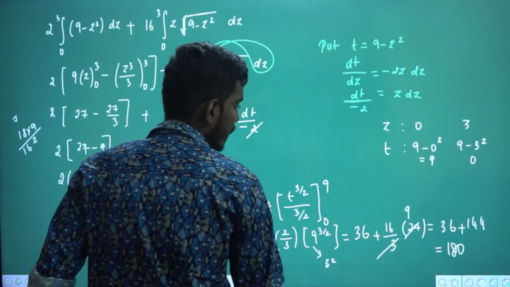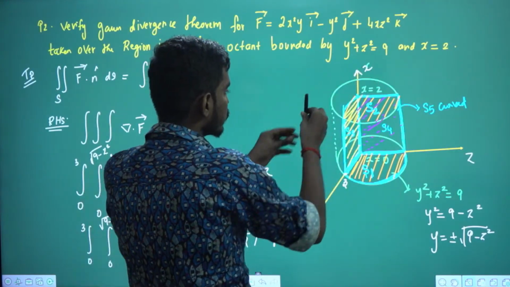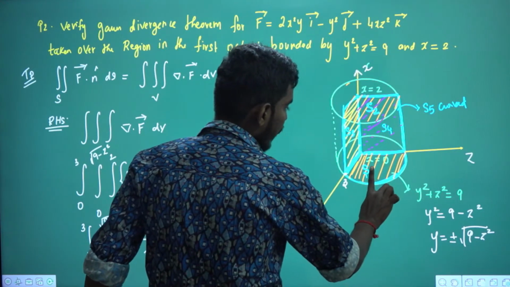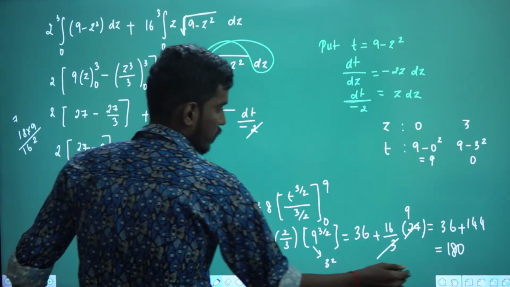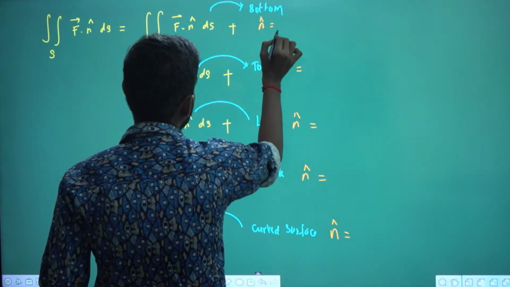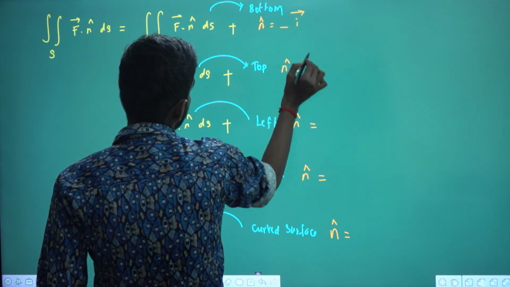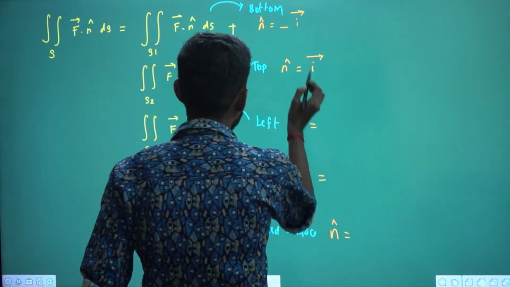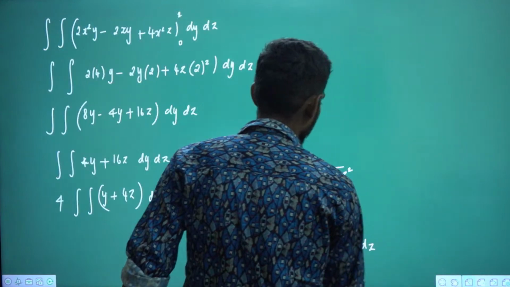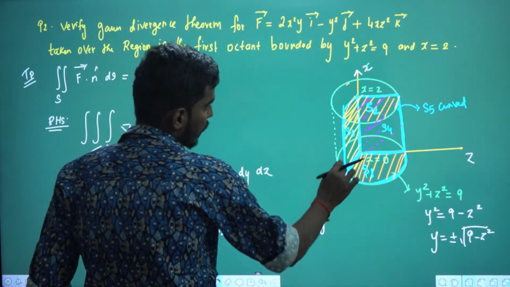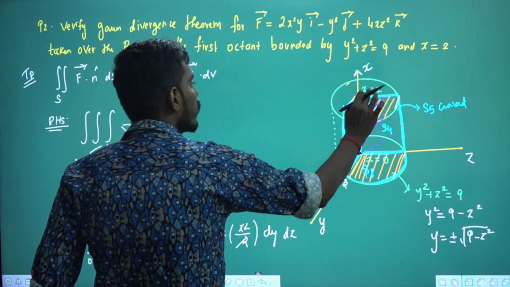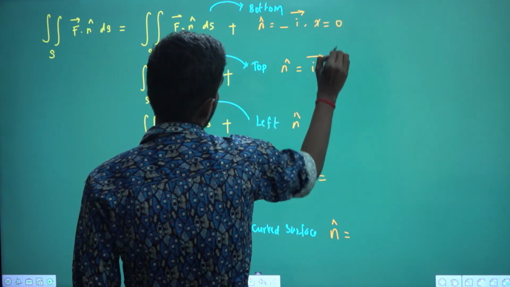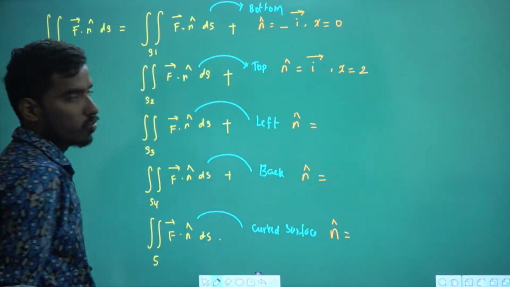So your n cap will be minus i vector, and for the upper surface, your n cap will be the same as the x direction, which is i vector. This is minus i vector, this is i vector. Is it clear up to now? Now for this down surface, what is your x? For this your x is 0, and for this your x is 2, right?